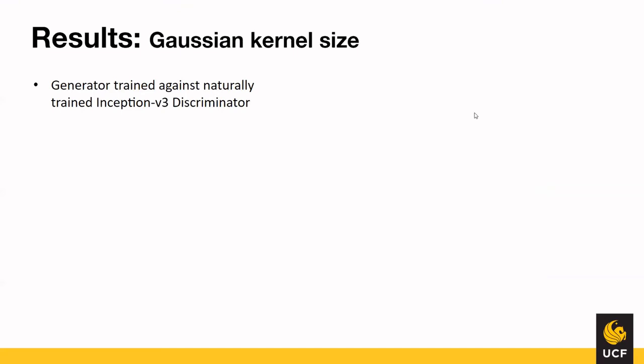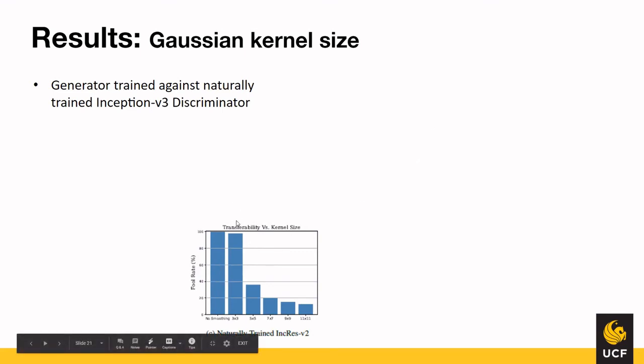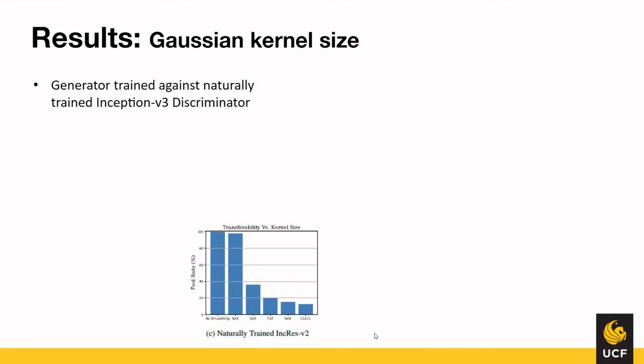They also experiment with the Gaussian kernel size and attempt to quantify the effect of kernel size on fooling rate. What they find is that on naturally trained models, first of all, not using Gaussian smoothing is preferable. Also, kernel size has an inverse relationship with performance. As we increase the kernel size, the fooling rate tends to degrade.